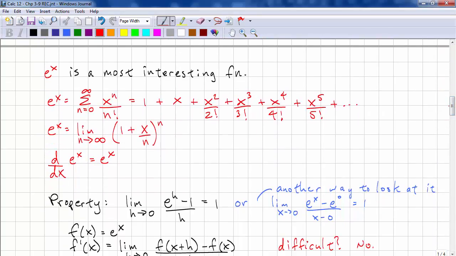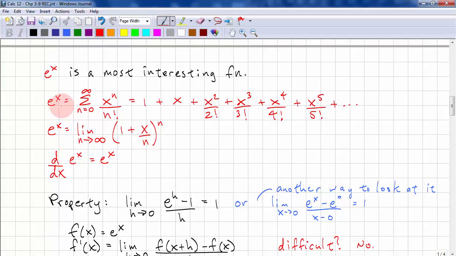Now, you've been doing exponential functions, but you probably wouldn't have seen e to the x, and it's the most interesting function. We can calculate e to the x as an infinite sum. We start at 0, go to infinity, and each term is represented by x to the power of n over n factorial. So we have this series.